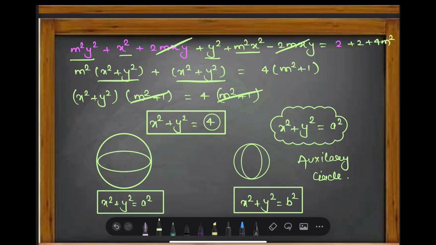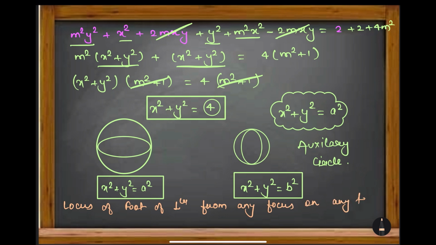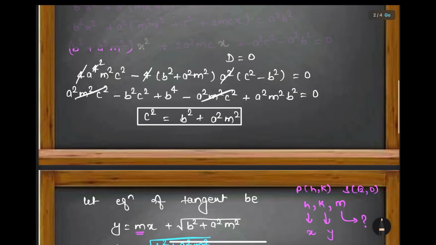Now you have to memorize this statement. The statement is: locus of foot of perpendicular from any focus on any tangent to an ellipse is the auxiliary circle. And I'm telling you to memorize this, means memorize this. This is important. Now you have to check the option to mark this answer. I hope the idea is clear.